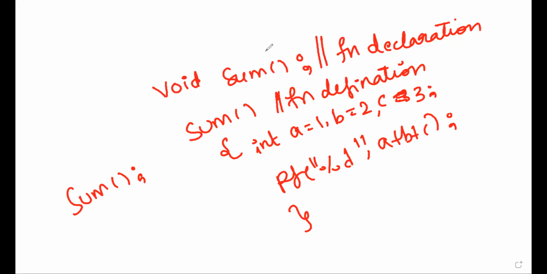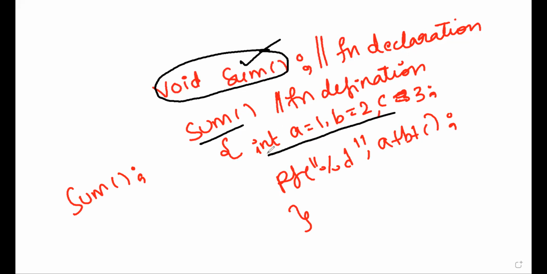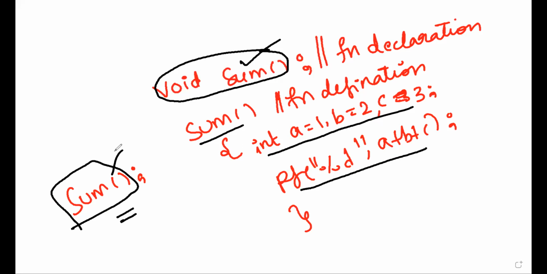This is a function declaration, so I want to declare a function named sum and I want to write the definition for the sum. Remember, function definition means it contains the code of that function. And function calling means you just write the function name followed by open bracket and close bracket. So these are function declaration, function definition and function calling. These are important things.